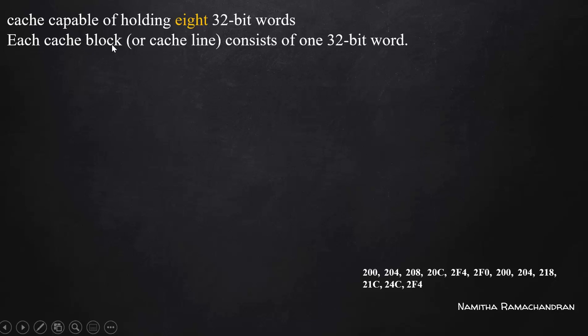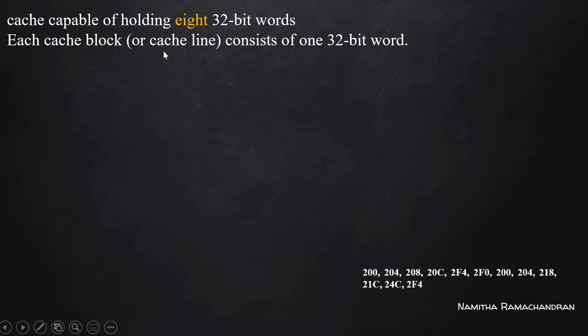And each cache block can also be called a cache line. Each cache block or cache line consists of one 32-bit word. That means in the cache memory, each cache line can hold one 32-bit word. So how many total cache lines are present in the given cache memory? Each cache line can hold one 32-bit word. How many such words are present in the given cache memory? Total 8 such words are present.